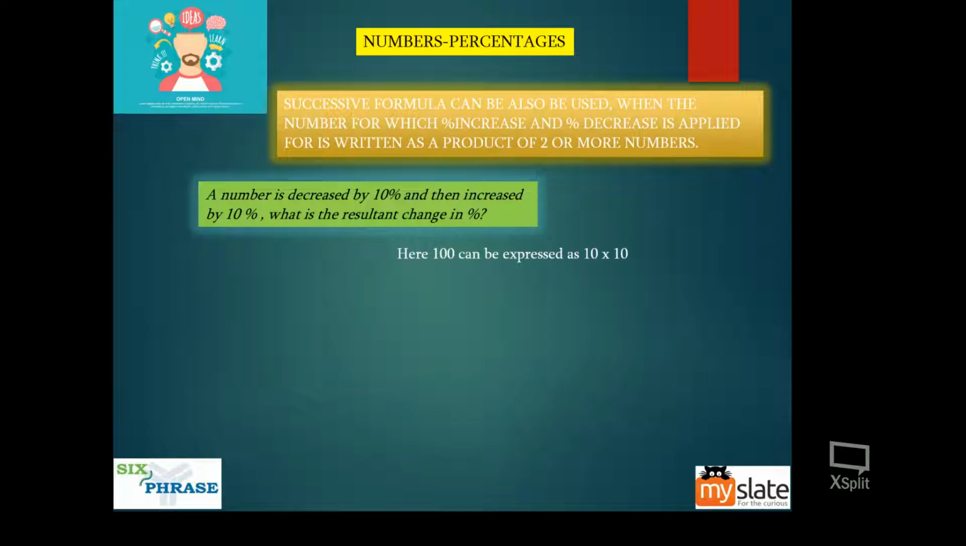100 can be expressed as 10 into 10. So this 10 can take an increase of 10 percentage and this 10 will take a decrease of 10 percentage. See, I'm splitting 100 and applying those percentages to the product of 100, which is 10 into 10, and I am applying those percentages to each of those components of the product separately. I am applying a 10 percentage decrease to this 10 and a 10 percentage increase to this 10. Even then it will work.